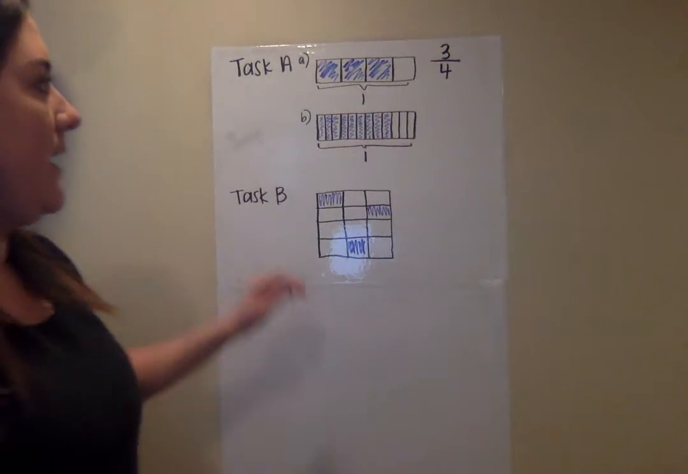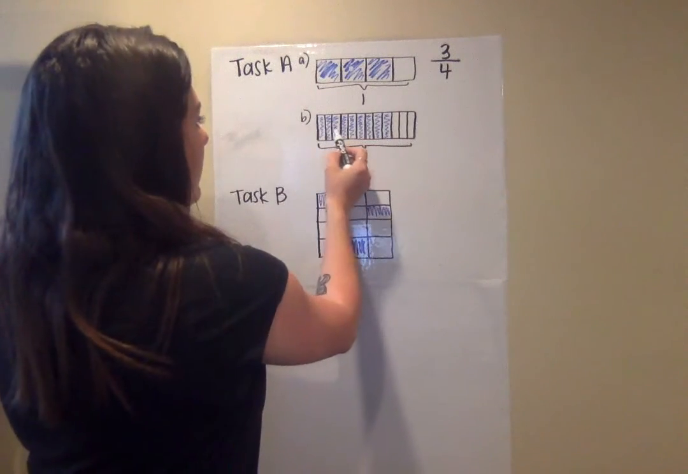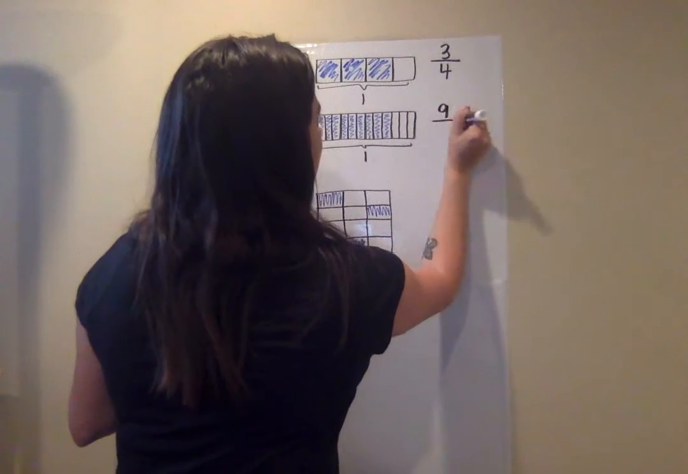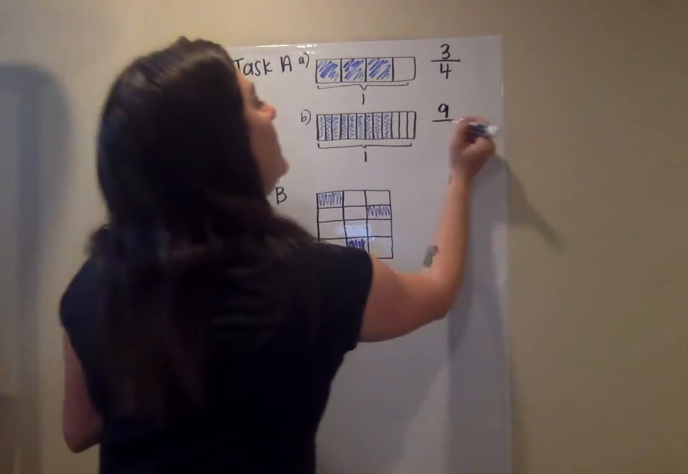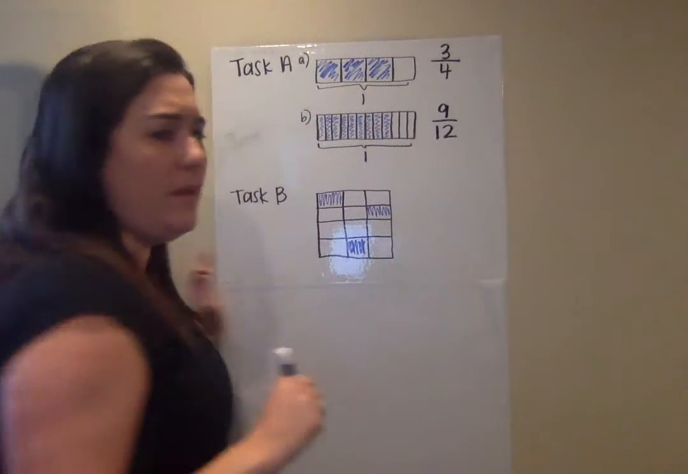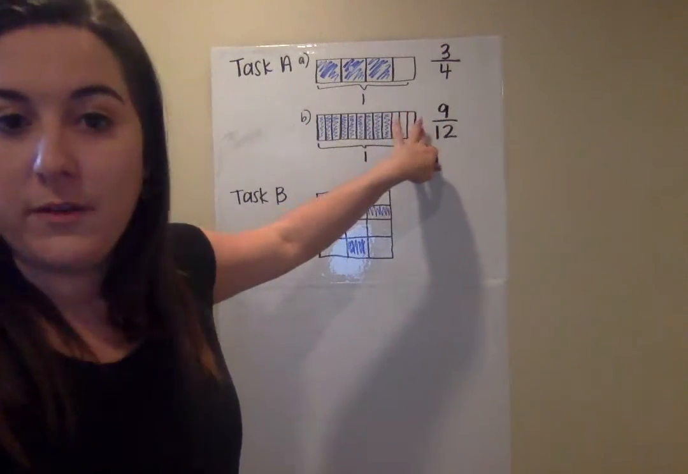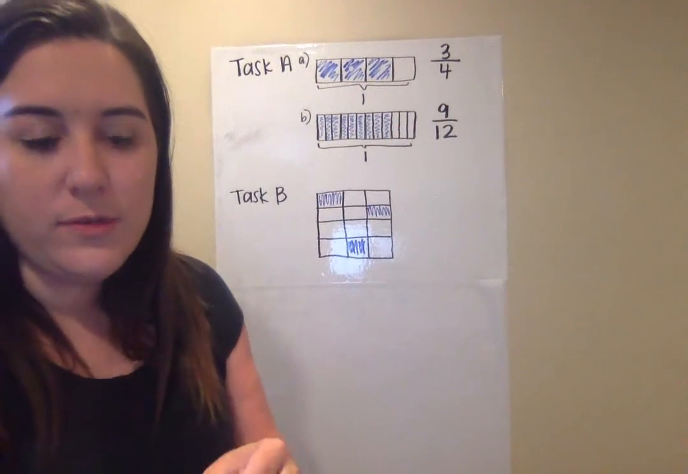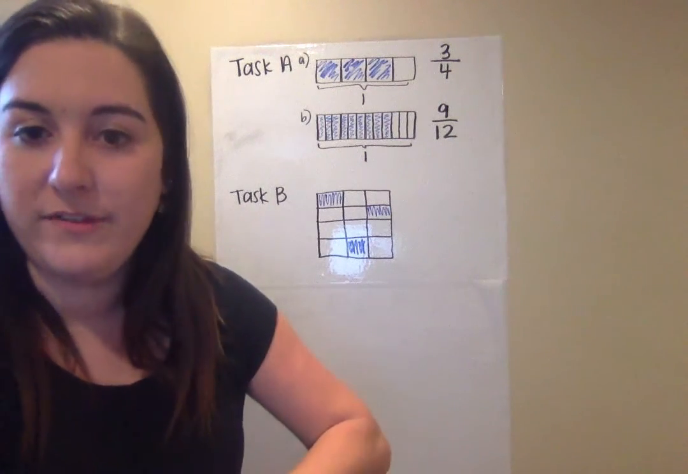Okay, so once again, I'm going to count the number of shaded pieces I have first. So I have 1, 2, 3, 4, 5, 6, 7, 8, 9 shaded pieces. All right, and if I have 9 shaded pieces, then I have 10, 11, 12 total pieces. So this tape diagram is representing the fraction 9/12. Okay. Now, C says, use the pictures to explain why the two fractions represented above are equivalent.